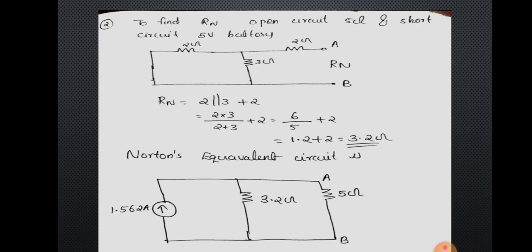So we got the value of IN and Rn. So we can write the Norton's equivalent circuit as IN parallel to Rn. Here load resistance is also given, so we can draw the load resistance in parallel to Rn. So the Norton's equivalent circuit will contain 1.562 ampere in parallel with 3.2 ohm, and also it is in parallel with 5 ohm resistance.